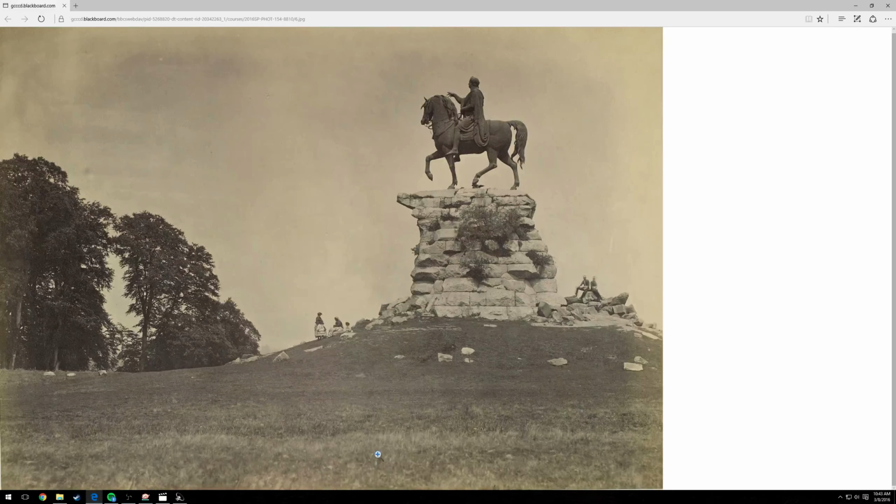At first glance, and keeping in mind the concepts I just discussed, it is easy to identify the statue as the focal point in the photograph.